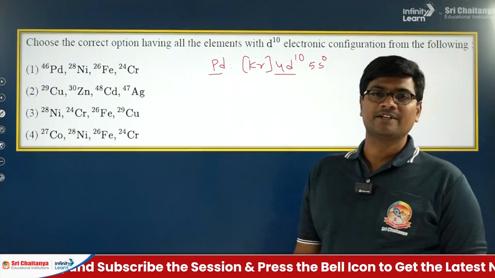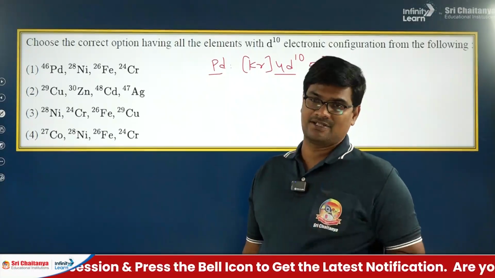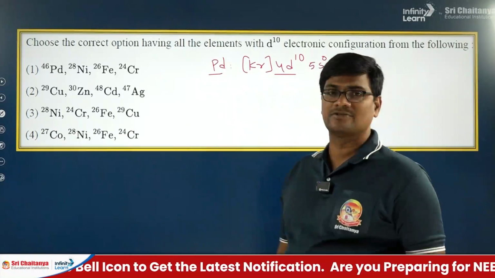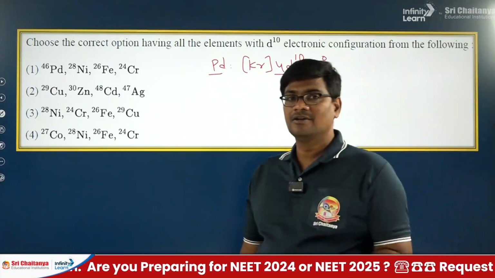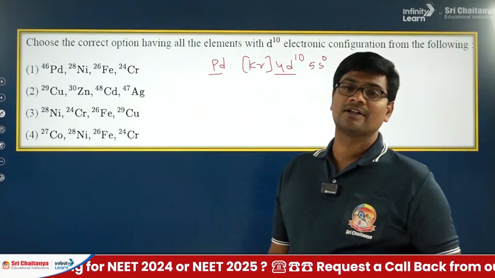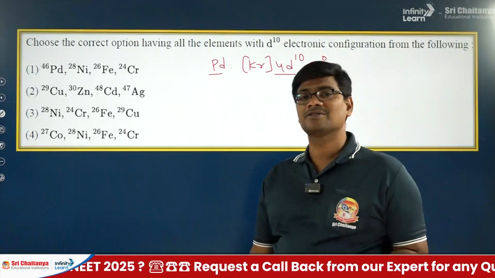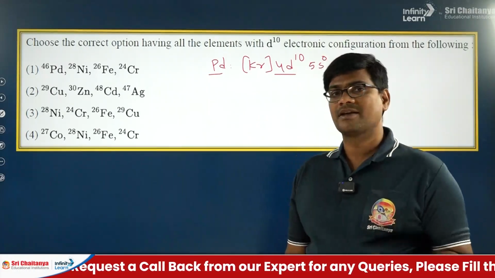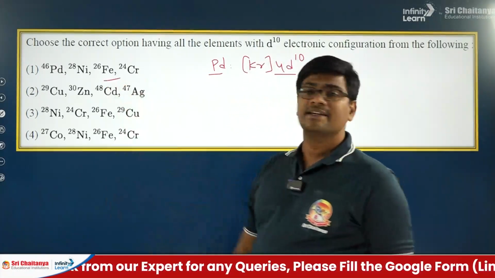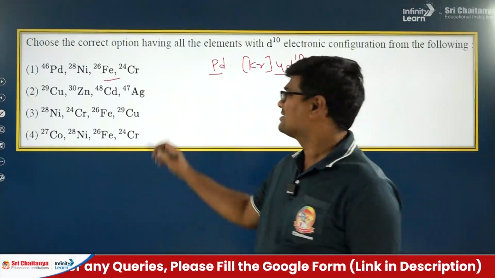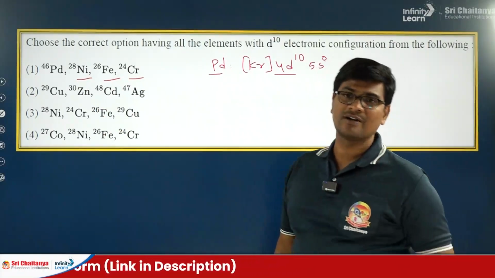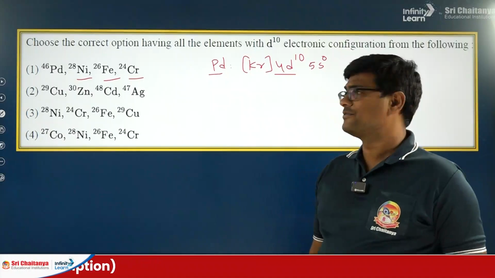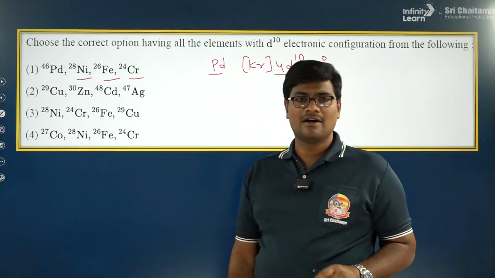But nickel, if you take it, has 3d8 configuration. It is a very famous element that we know. Up to 30, all the students must be thorough with the electronic configurations. After 30, you must focus on exceptions like palladium. And iron has 3d6 configuration and chromium has 3d5 configuration. So nickel, iron, chromium do not have d10 configuration. Therefore, that is not the correct option.